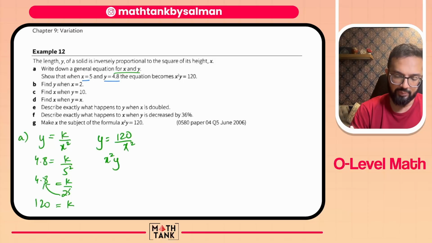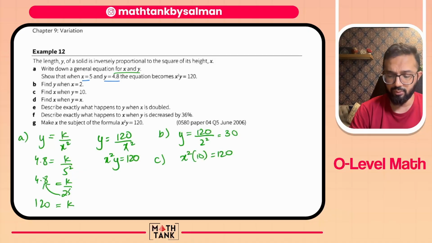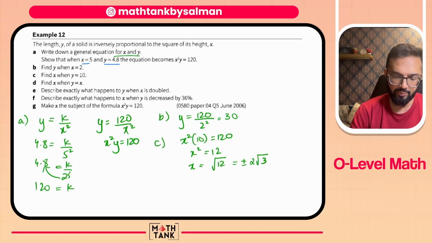So x squared y is 120. Part B says find y when x equals 2. So 120 over 2 squared gives me 30. Part C says find x when y equals 10. So that's also simple. X squared into 10 equals 120. I'm just using different versions of the equation to make it easier for me to solve. X is then square root of 12, which is plus minus, and you just learned how to simplify, so that's plus minus 2 root 3.